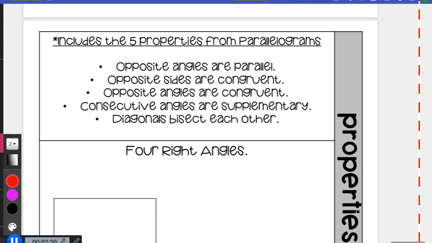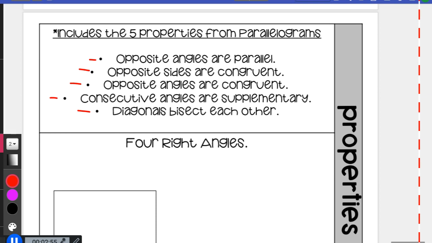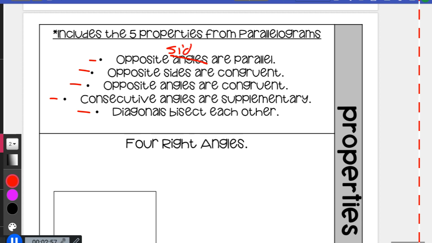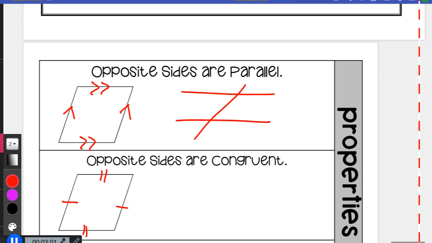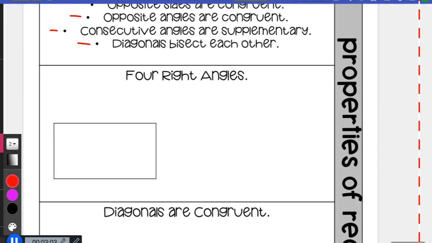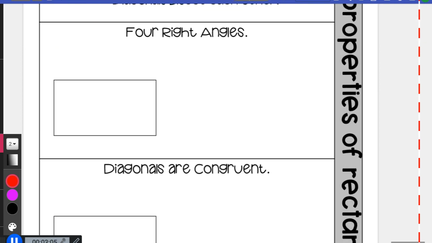Now rectangles are parallelograms. They're just a little bit more special. So we've got the 5 things from the first page. Those apply here. Opposite sides are parallel, opposite sides are congruent, things like that. Those all apply. And we have some other things. We have 4 right angles.